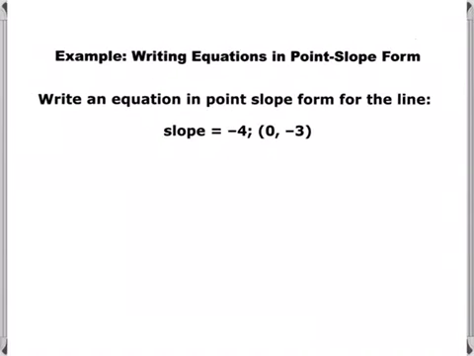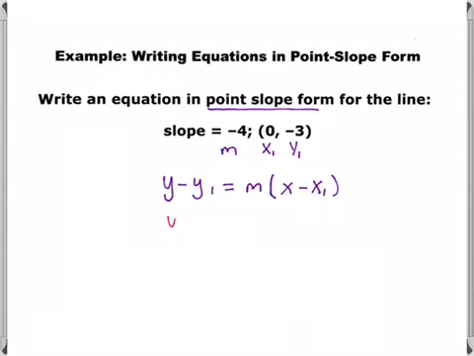We want to do the same thing in this example. We want to write the equation in point-slope form for the line with the given information. So our slope is -4, 0, -3 is our point, so this is x1, y1. And so we fill in our point-slope form equation of a line. So in this case, we're going to get y minus y1, which is -3. So y minus a -3 is like adding the opposite, so we can say y plus 3 equals -4, x minus 0.